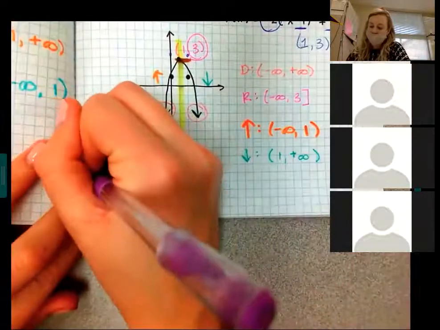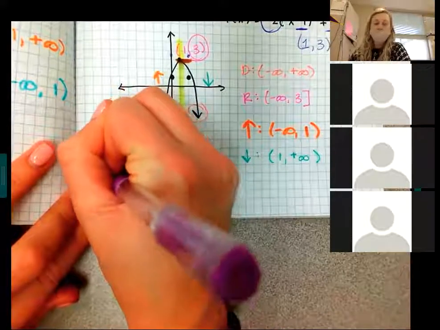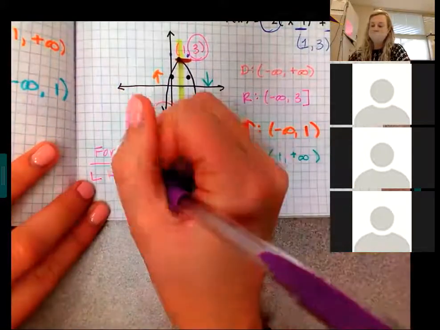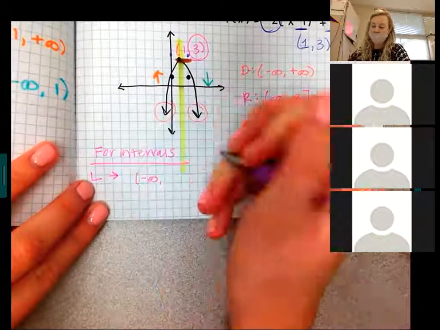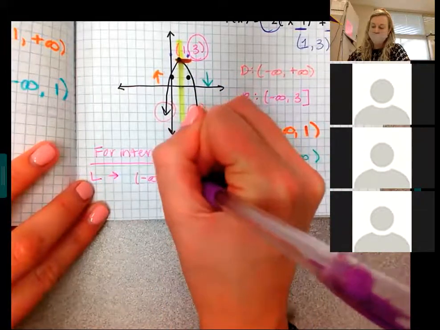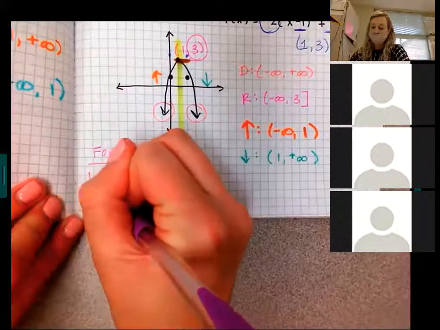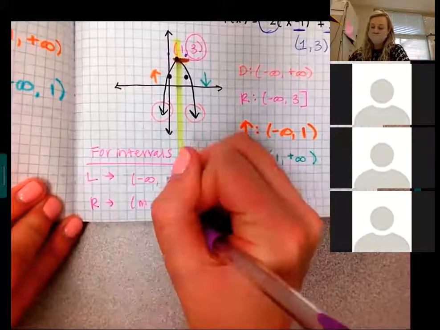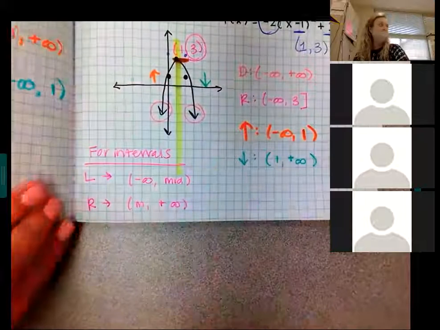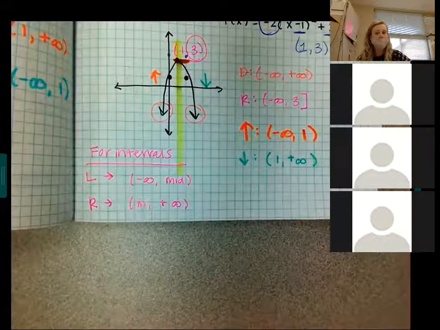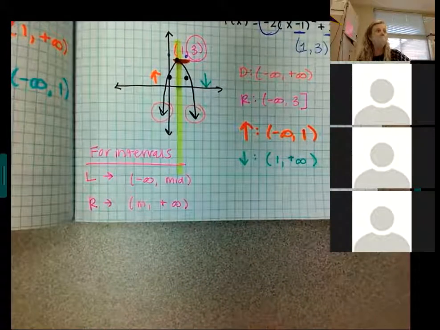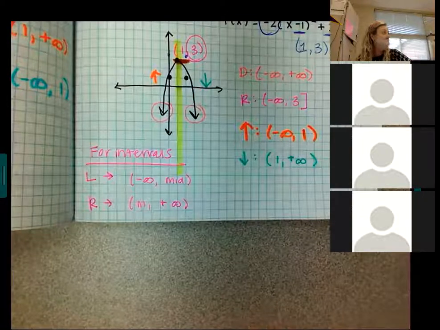For intervals, if it's the interval on the left, it's going to start at negative infinity and go to the middle. If it's the interval on the right, it's going to start at the middle and go to positive infinity. Every single time for intervals. That is a trick you can use. So now you've got a trick for intervals, a trick for domain and range.